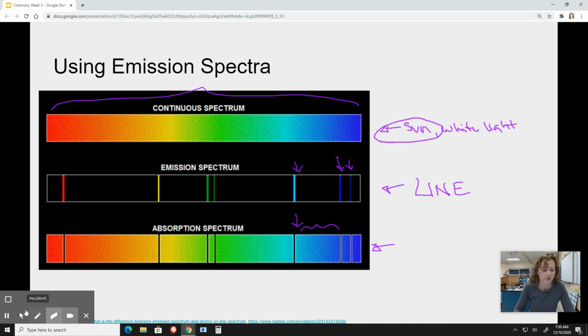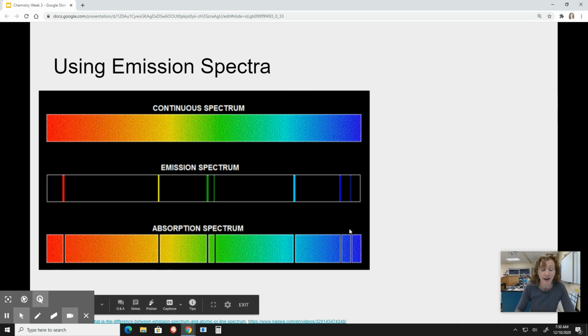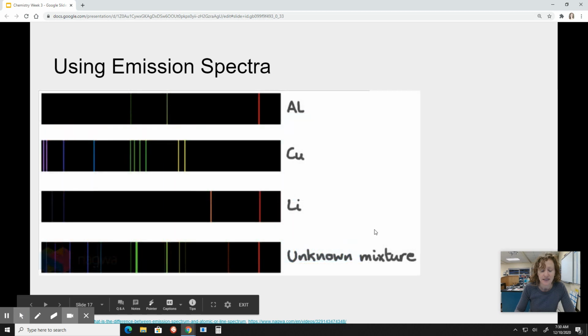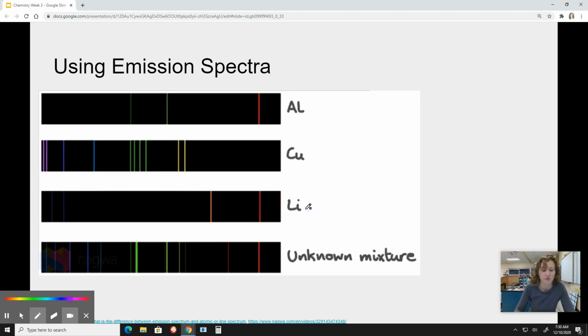Okay, now with that in mind, here is an example of some emission spectrums for a couple elements. We have aluminum, we have copper, we have lithium, and then we have some unknown mixture of the three above. Now there may be other elements in this unknown mixture, but we're just going to look at these three. So this is a very practical thing you can do with line spectrums and this whole concept of the model and the orbitals.